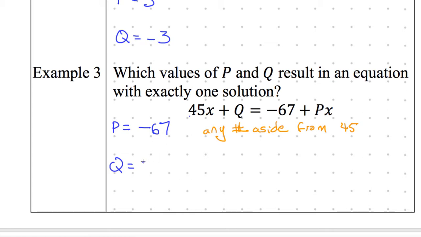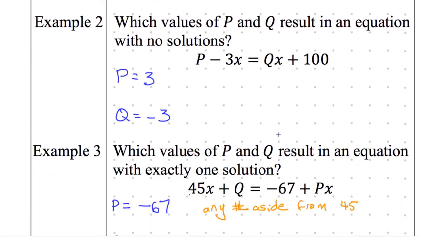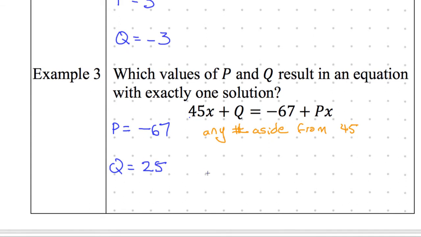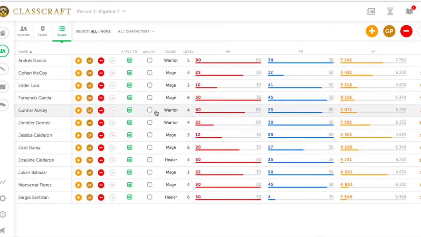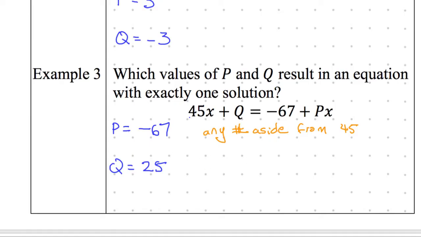Yes, Gunnar, you have it right. It is 25. Any number would have worked because it doesn't matter. I don't care what constant you choose. It could have been 25. It could have been pi. It could have been -67. It doesn't matter. So 25 works. So Jessica, you can grab some candy. Thank you, Gunnar, for helping her out. Yeah, and again, any number works.